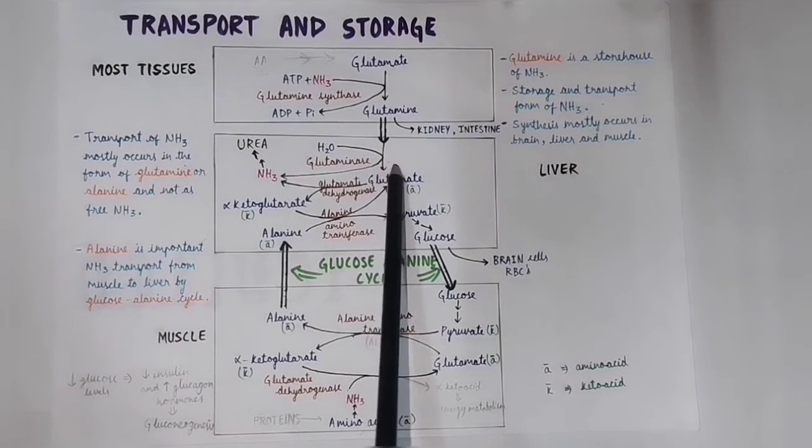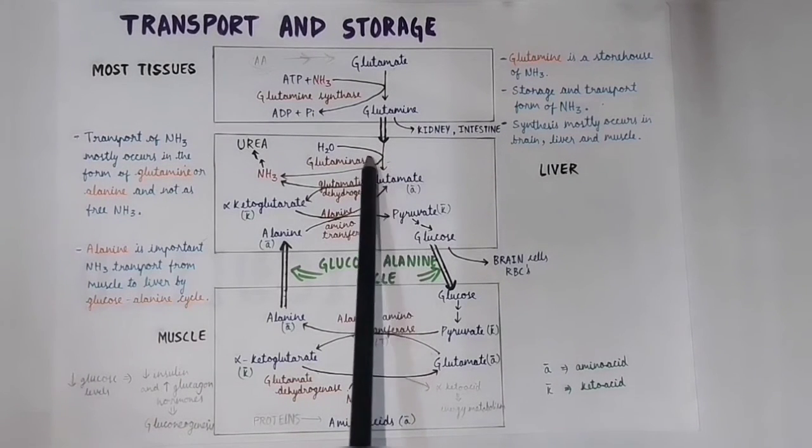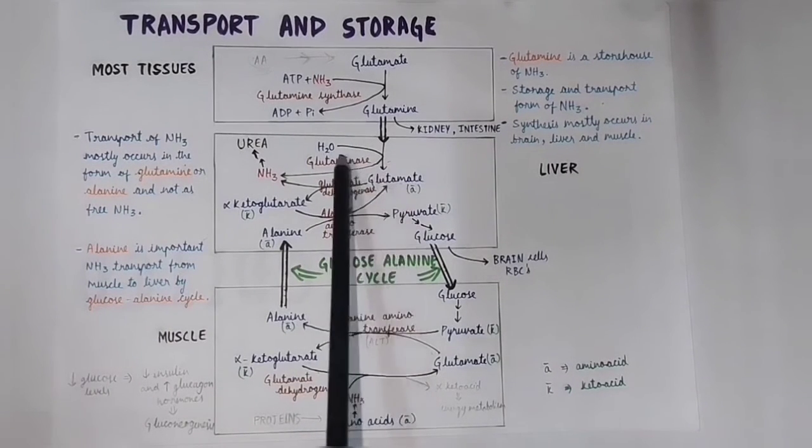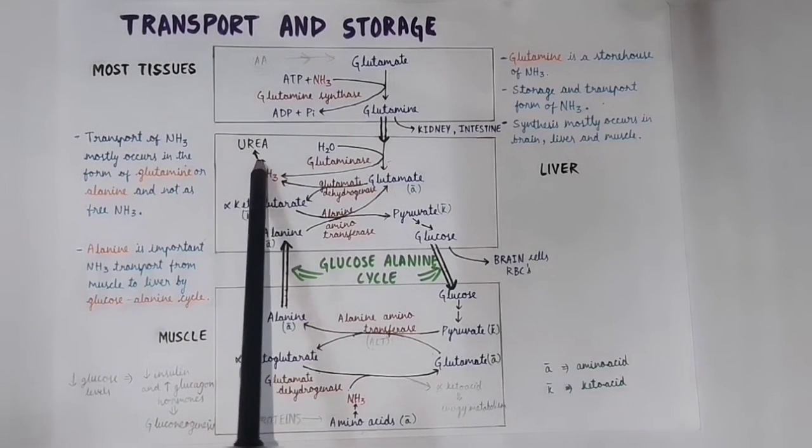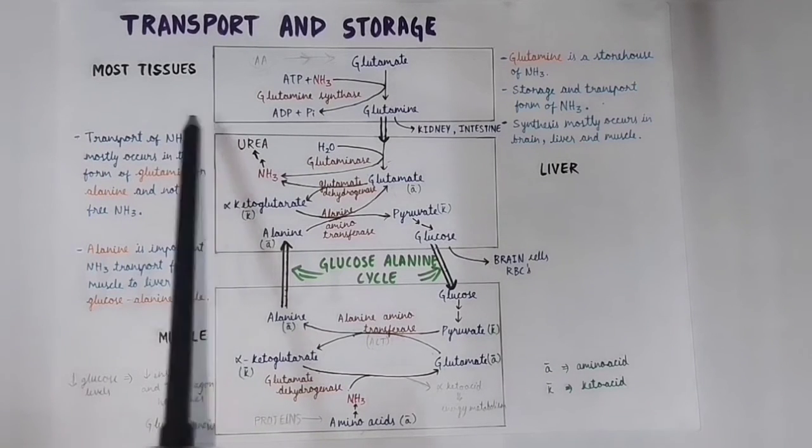In the liver, glutamine is acted on by the enzyme glutaminase to form glutamate and ammonia. This ammonia gets involved in the urea cycle and is excreted through urine.